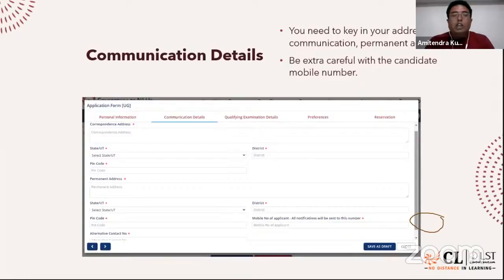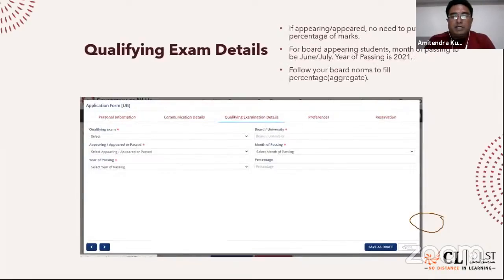Next comes the qualifying exam details. Now, what is the qualifying exam? Qualifying exam is the last qualification. Basically, they mean class 12th.